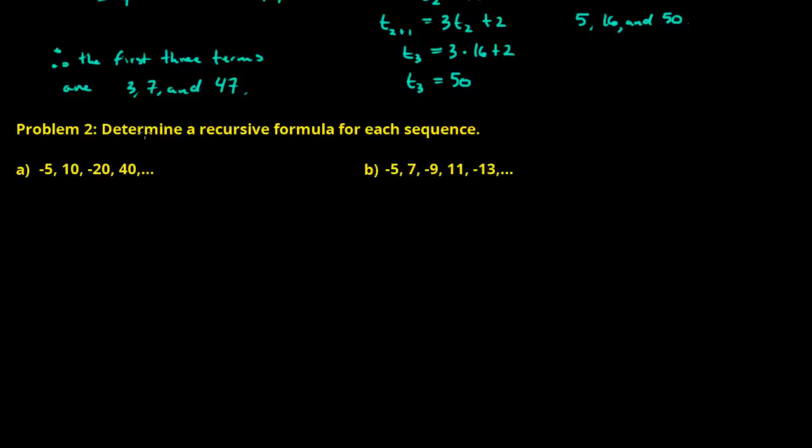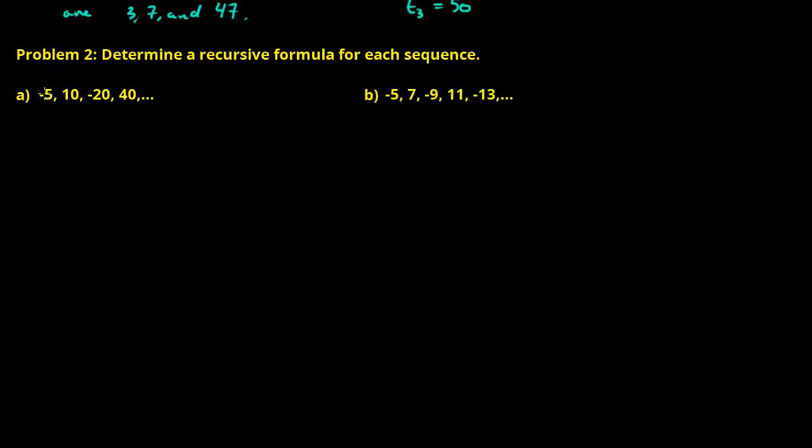So here I've got a problem where we're told to determine a recursive formula for each sequence. For A, we've got -5, 10, -20, 40, and so on. So let's think about this. What's happening between each of these terms? Well, to get the second term, I'm going to multiply. It seems like I'm multiplying the first term by -2. And then to get -20 from the second term, I'm multiplying the second term by -2, and then I'm multiplying by -2. So it seems like the t sub n is just the term before multiplied by -2.